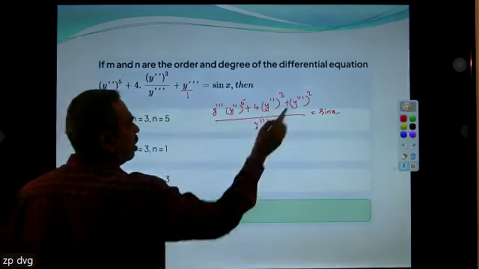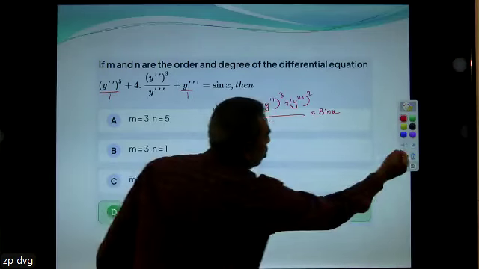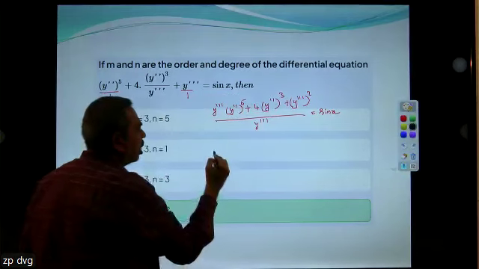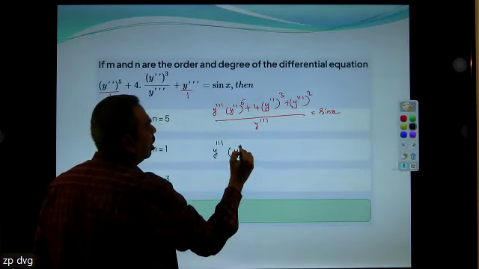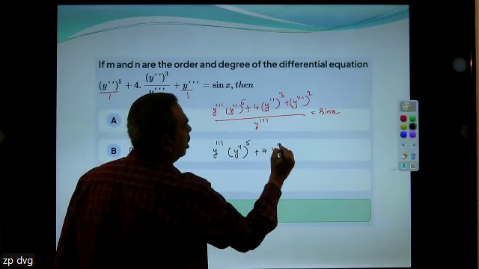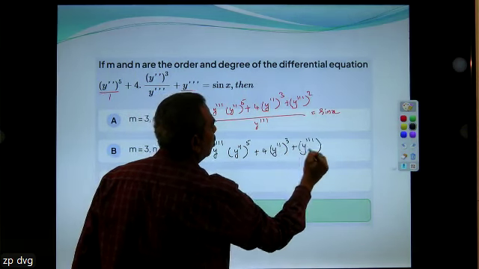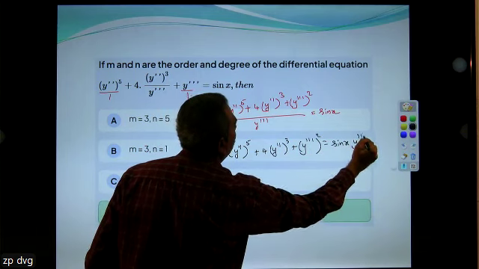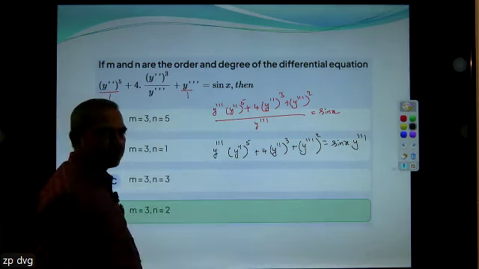If I cross multiply, the entire thing will be there. So y triple dash into y double dash whole to the power 5, plus 4 times y double dash whole cube, plus y triple dash whole square is equal to what is left out, sin x into y triple dash. Now just try to check it here. This is the entire thing.